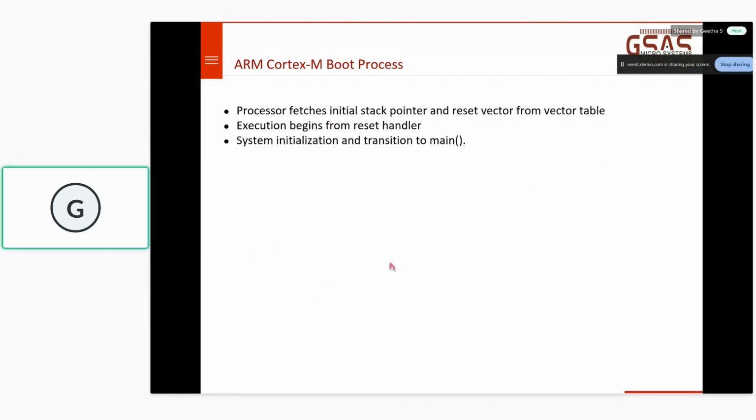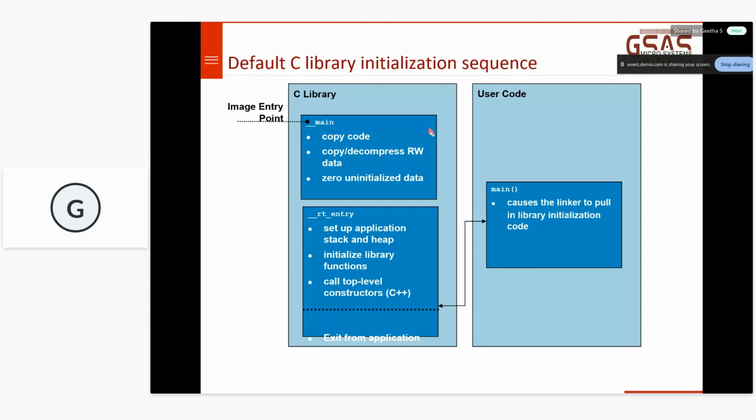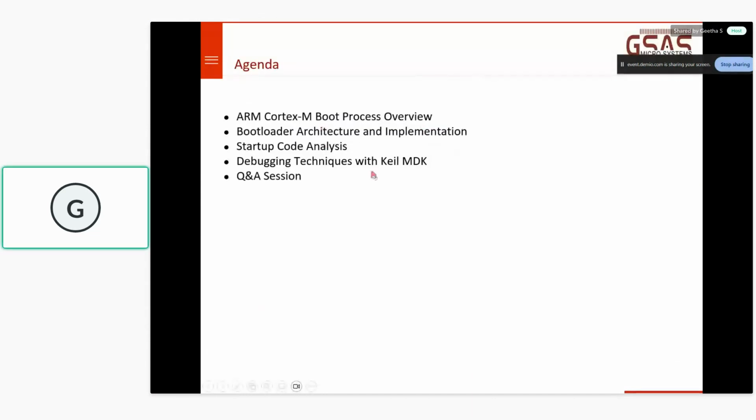You know the functionality of the program counter, right? That is the register the processor reads to know from where it has to fetch the next instruction. So execution begins from the reset handler. As I said, reset is the highest priority exception. Then comes system initialization and transition to main. As of now, we will just remember system initialization, and from the startup code the processor jumps to the main function, whatever the user has written in their C program. What all happens in this system initialization, I'll throw light on when I talk about analyzing startup code, because we have startup code analysis on the agenda as well.